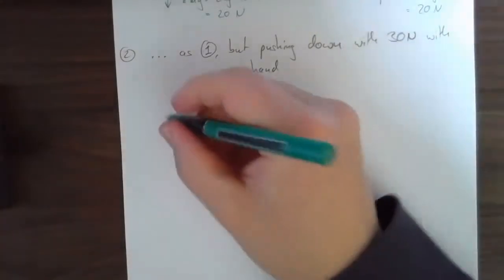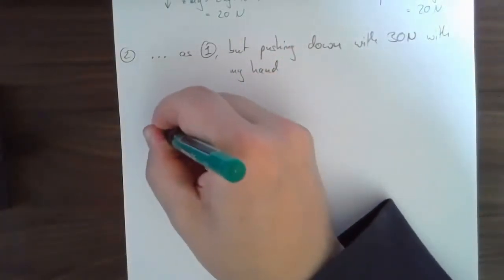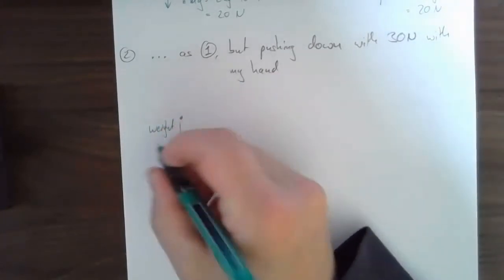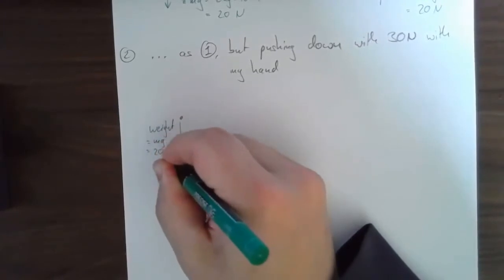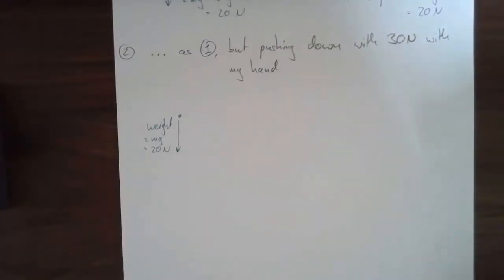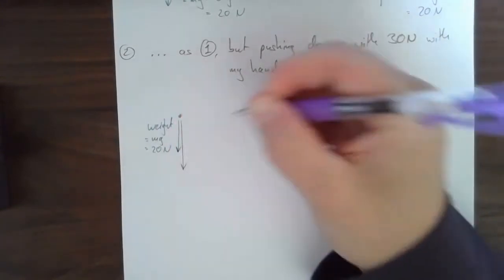The weight does not care, right? That is crucial. The weight is still what it is. It is still mg, which we know in this case is 20 newtons. The new force that we have is the force due to the hand. This is 30 newtons, so I'm going to draw it a bit longer, like this.